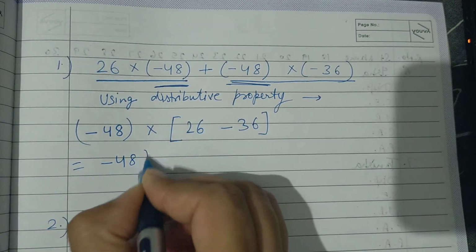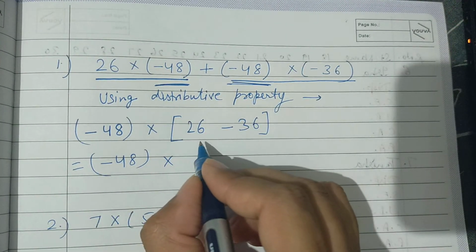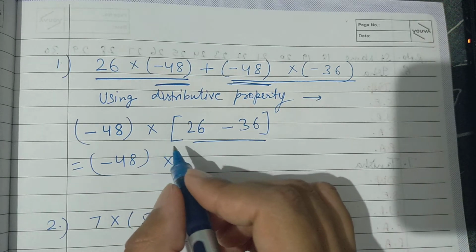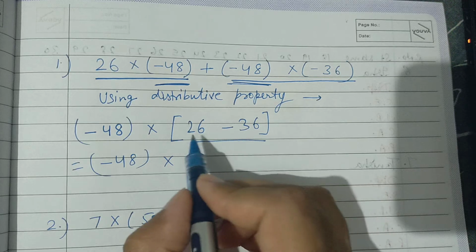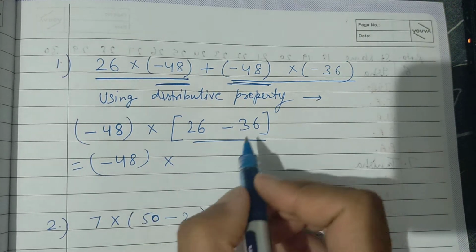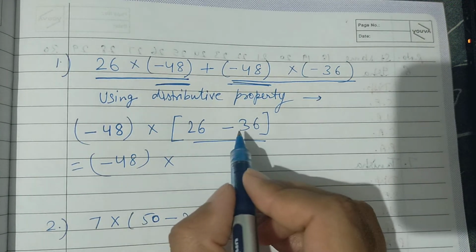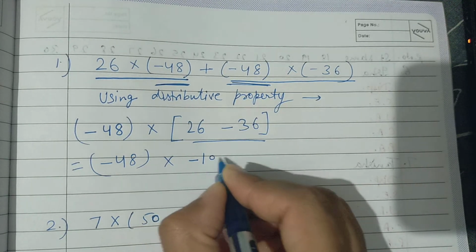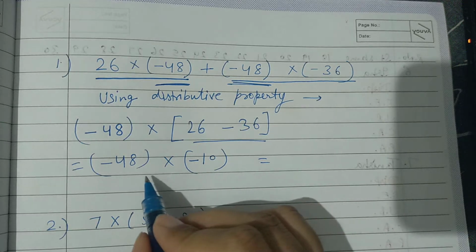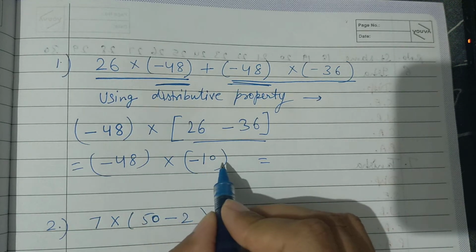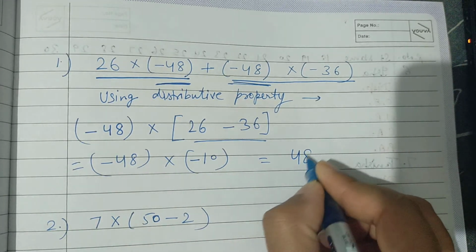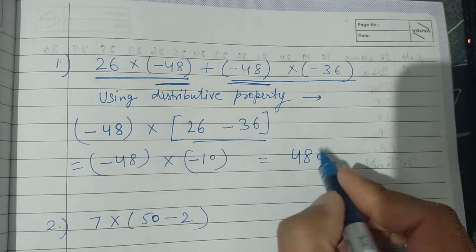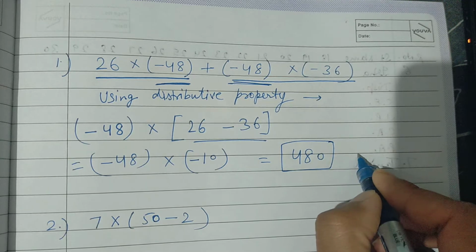First we will solve the bracket, then we will multiply according to the BODMAS rule. Solve the bracket. 26 minus 36 will be equal to minus 10. Now 48 multiplied by 10 is 480. And what will be the sign? Minus and minus becomes plus. So plus 480 will be our answer.